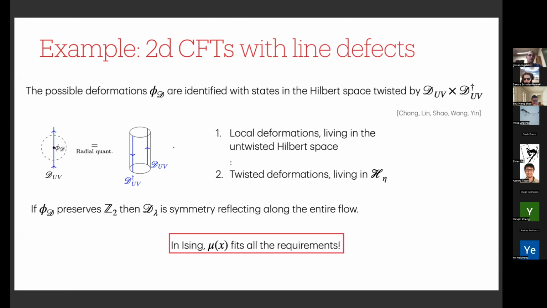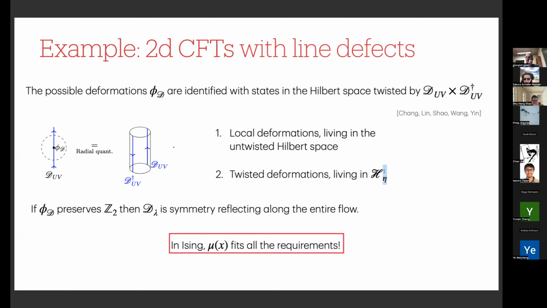So I think from this perspective, this is not something that one can, let's say, constrain just by using the symmetries. So the more interesting situation is when the deformation we are turning on the defect is a twisted deformation, namely a deformation living on the Hilbert space twisted by eta.